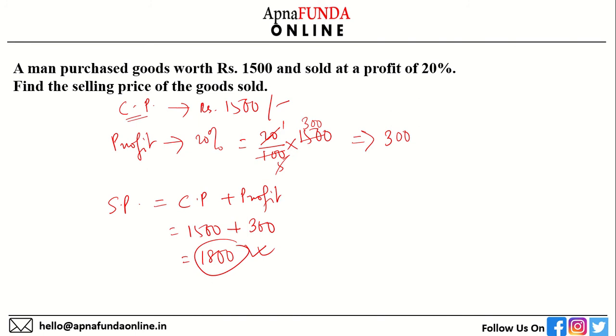Another way we can solve this question is directly, when you become a little master in this topic. You know the cost price is 1500. You know the profit is 20%. Just multiply it by 100 plus 20 by 100. So 1500 into 120 by 100. This will directly give me 1800.